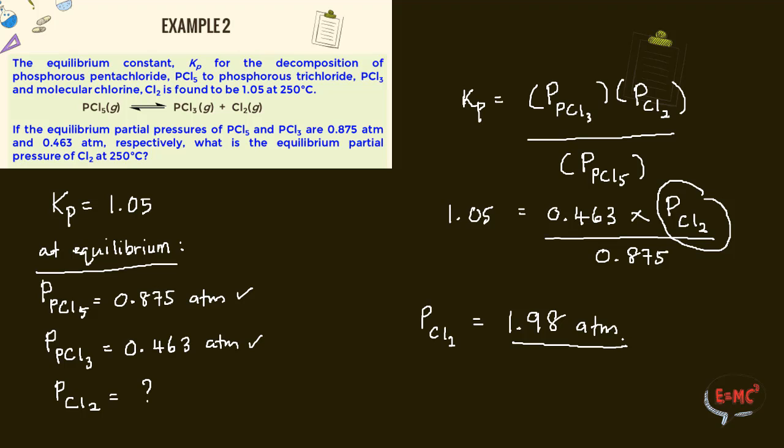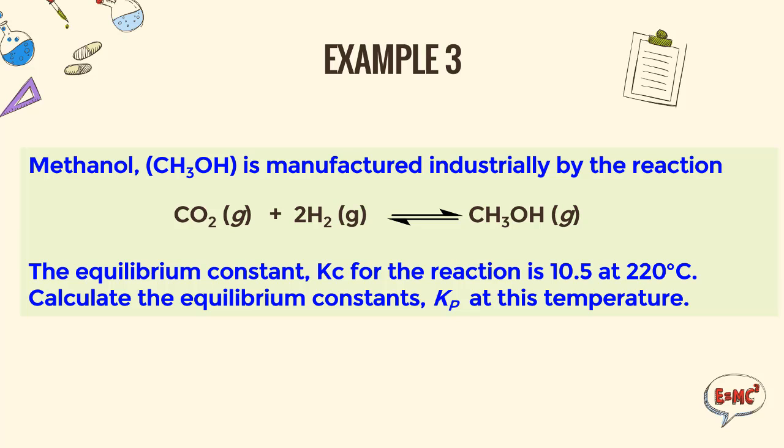The unit is compulsory because we are calculating the partial pressure of chlorine, not Kp. Kita kira partial pressure sekarang, bukannya Kp. Jadi mesti ada unit. Okay, so this is the final answer. Alright, so settle with example number 1. Okay, so now let's move to the last example in this video.